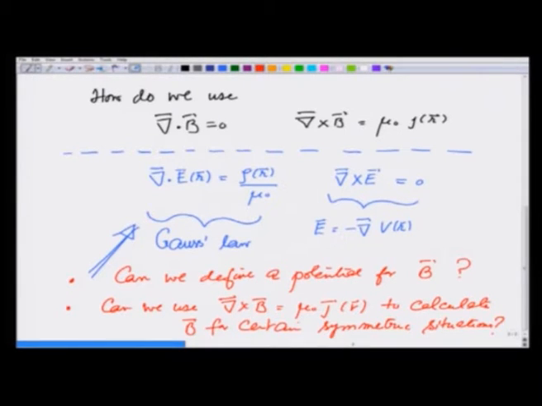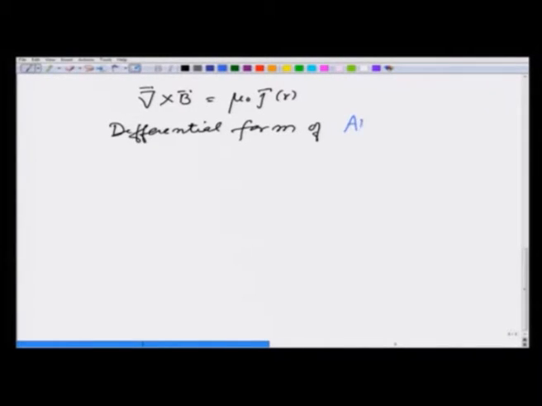I will postpone the question of defining a potential for B for a later lecture. In this lecture, we will focus on the second question, that is, we use the curl of B equal to mu naught J r to calculate B for certain symmetric situations. So, let us just first give this a name. Curl of B equals mu naught J r is the differential form of, I am going to write it separately, Ampere's law.